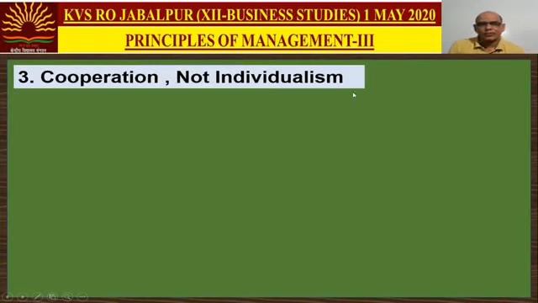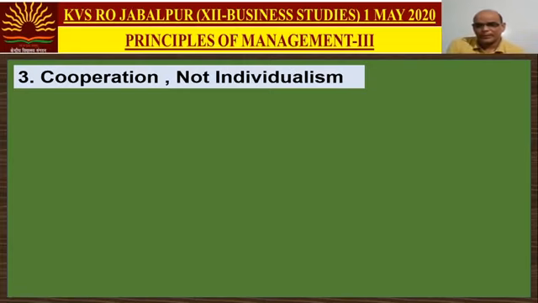Third is cooperation, not individualism. Actually, this third principle is the extension of the second principle of F.W. Taylor. In the second principle, he is saying there should be harmony, not the discord. झगड़ा नहीं होना चाहिए. And this is the extension. What does this principle say? There should be cooperation, not individualism.